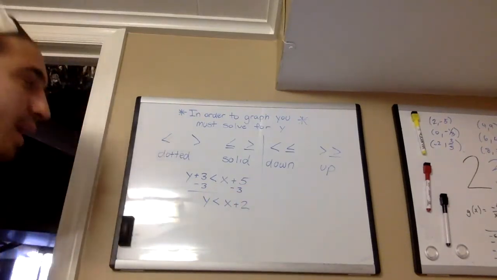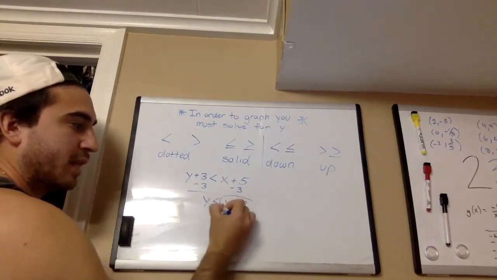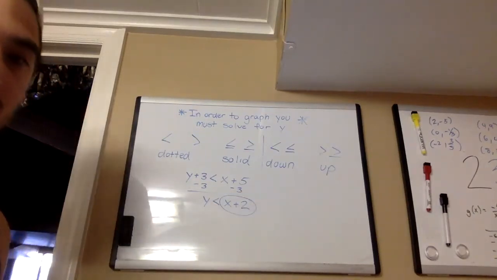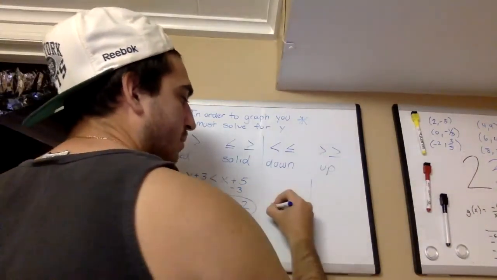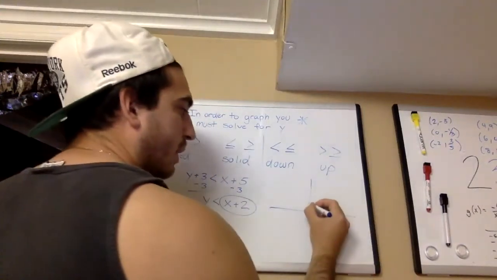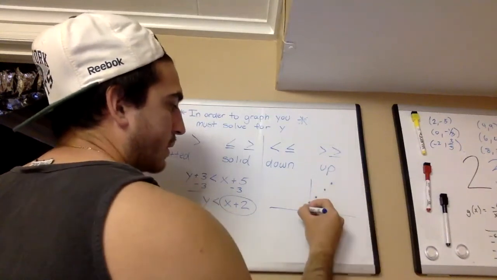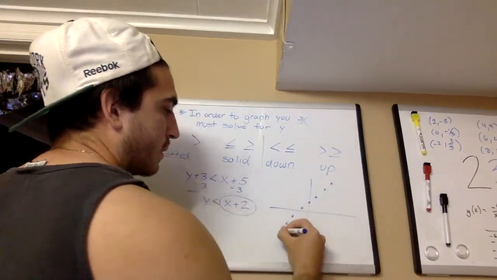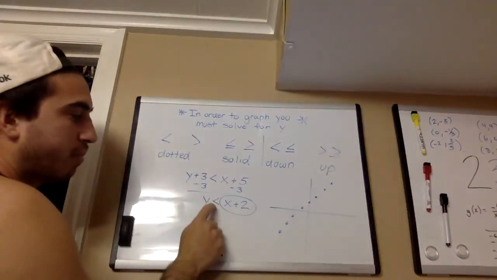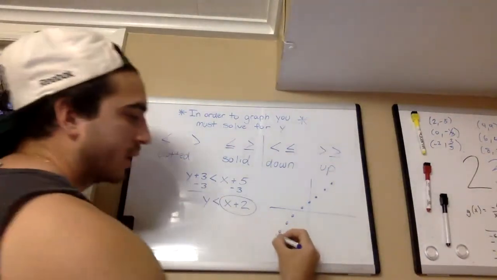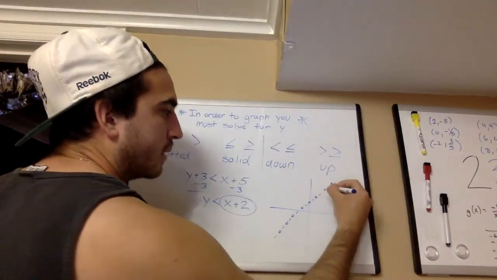Now in my calculator, I'm going to go to y equals and put this in. That's all you're going to put in, and you're going to treat it like an equals. You're going to get your points. I'm going to make a quick sketch of what it's supposed to look like. I'm going to get my points, and then once you get your points, you look at your symbol. Based on this symbol, it's supposed to be dotted. So I'm going to connect my points with a dotted line. Dot, dot, dot, dot, dot.